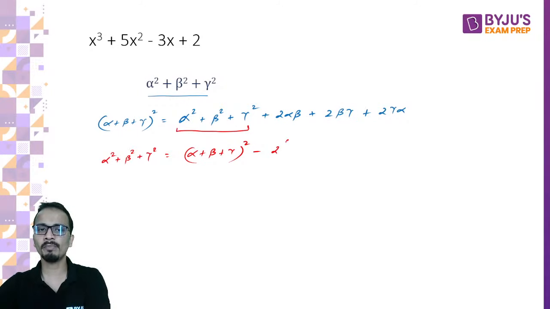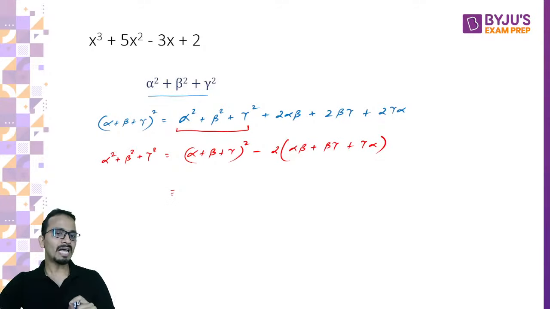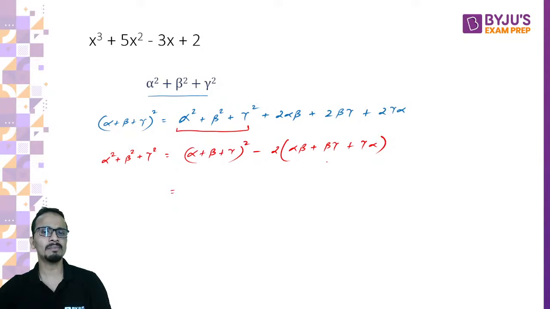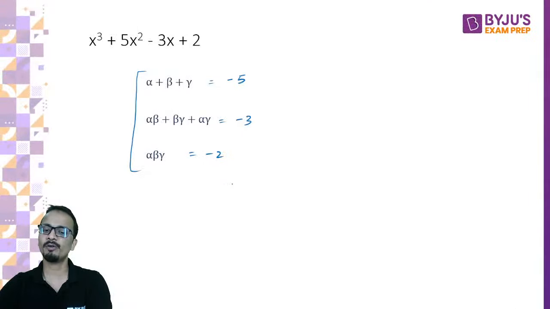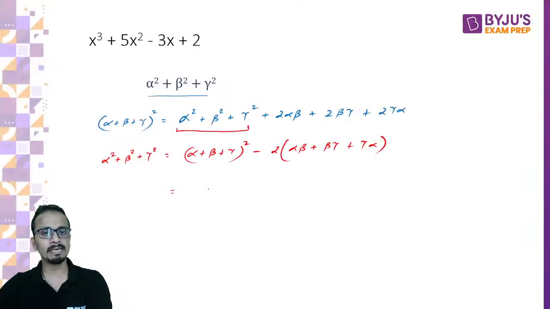So I'll take 2 common, minus 2 common, and I'll write alpha beta plus beta gamma plus gamma alpha. Now to get the value of alpha square plus beta square plus gamma square, I've converted it in the form of alpha plus beta plus gamma, sum taking one root at a time, as well as sum taking two roots at a time. Now I'll take these values from the previous case. So alpha plus beta plus gamma, what was its value? It was minus 5. I'll substitute it here.